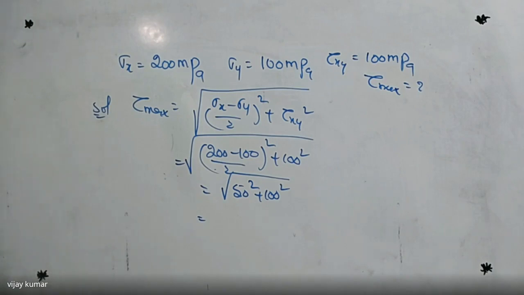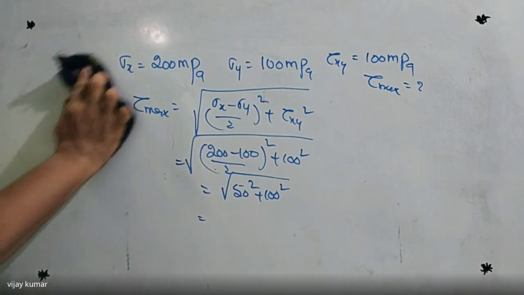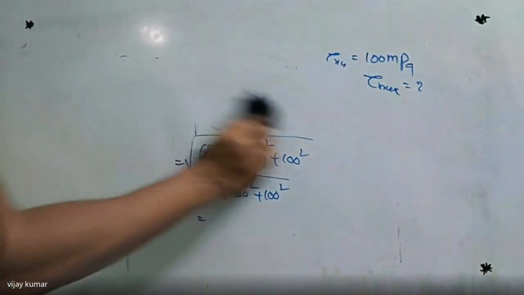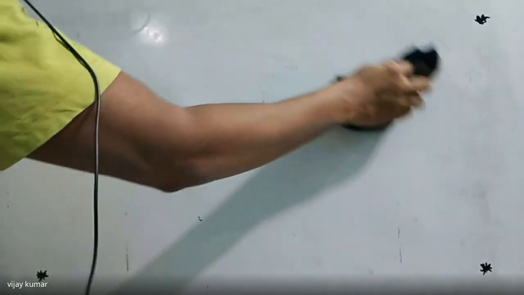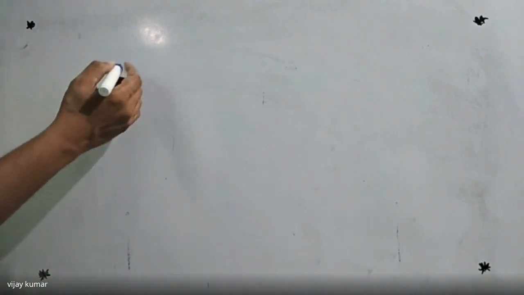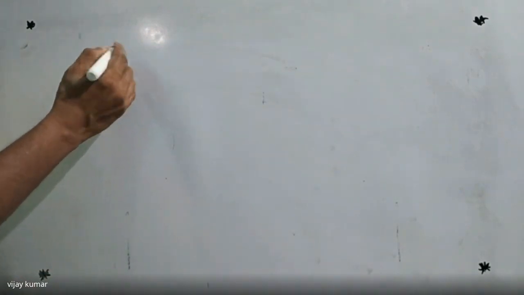Right? So this is the case of biaxial shear. I want to give one more question on this one. So biaxial shear. Listen carefully. So this case is given like this. So you can write like this.